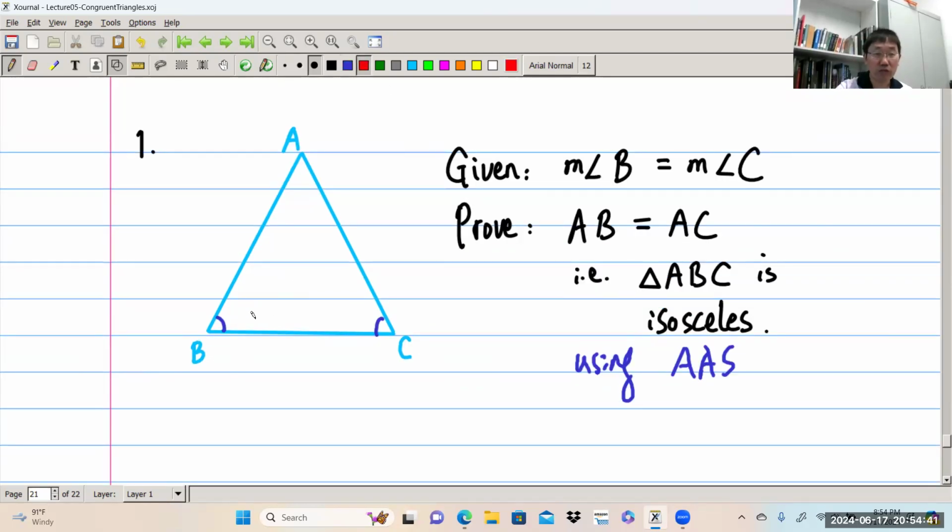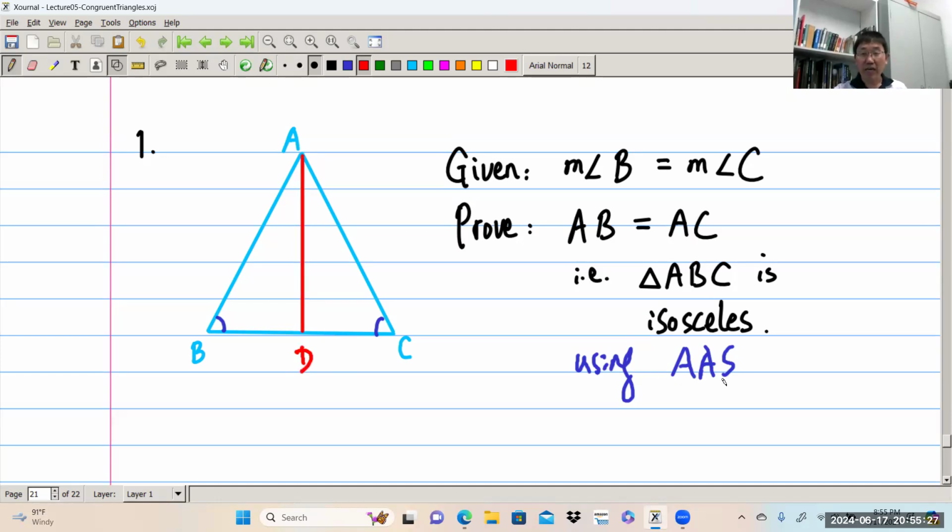Let me give you a hint. I need to draw an auxiliary line to cut this triangle into two smaller congruent triangles, such that AB and AC are corresponding sides. Then I can prove AB equals AC. In the past, we drew an angle bisector, or a segment connecting A and the midpoint. Depending on the way you construct this auxiliary line, you need to apply different congruence postulates. So in this case, suppose I want you to apply AAS. Let me give you a hint. I'm going to draw this auxiliary line. Let me call it AD.